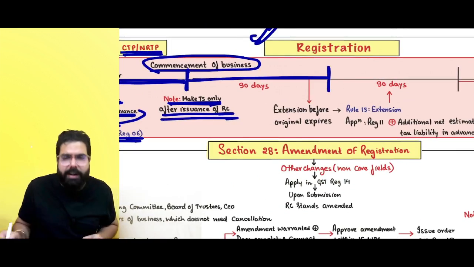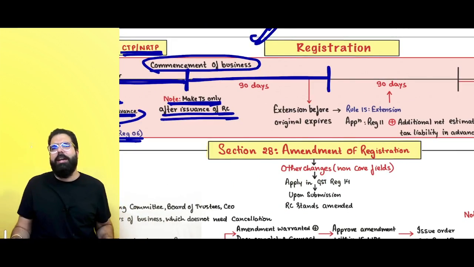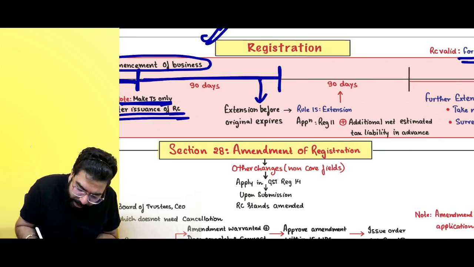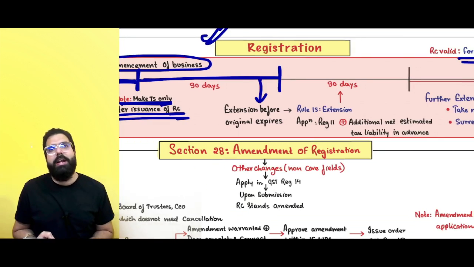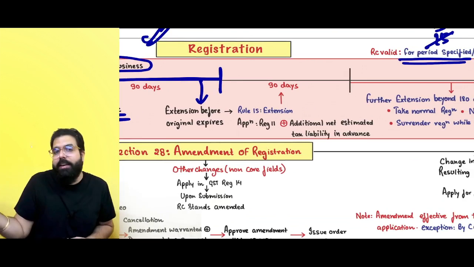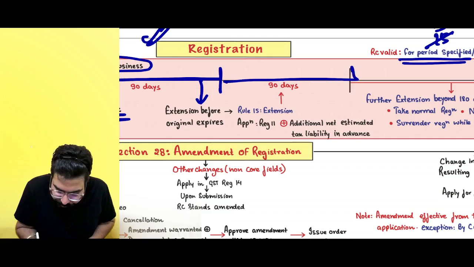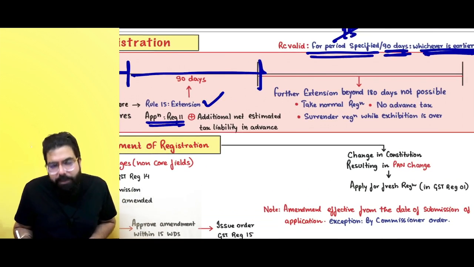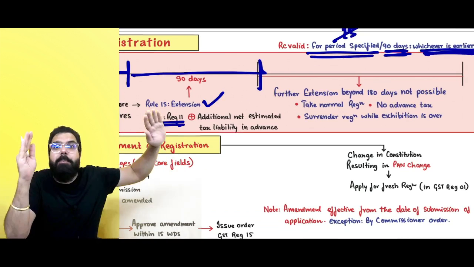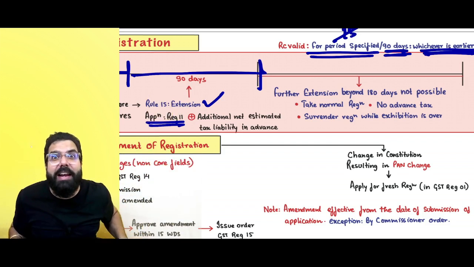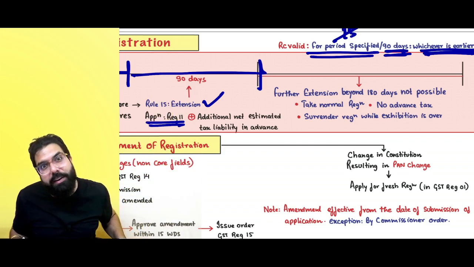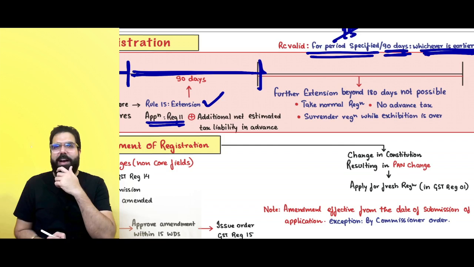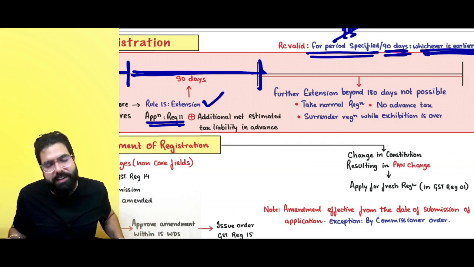For example, they asked for 90 days and the officer gave 90 days. Now, if the 90 days is going to expire before the original period expires, they can ask for an extension. A further extension of 90 days can be given. That is told in rule number 15. They will have to apply in GST REG 11, and when they ask for an extended period, they will again have to pay net estimated tax liability in advance for the estimated extension. Means if they have asked for a 15 days extension, additional tax liability for 15 days has to be paid.